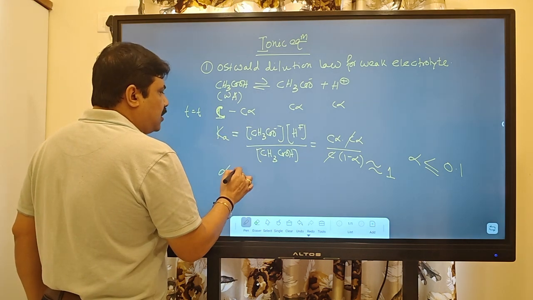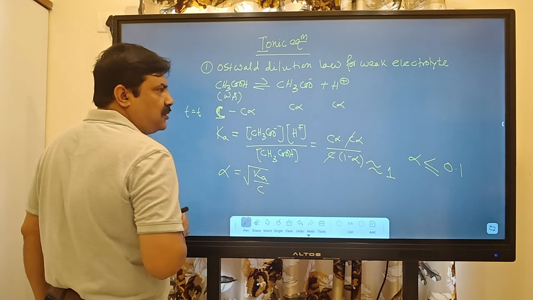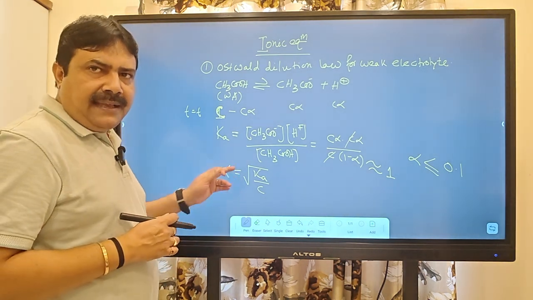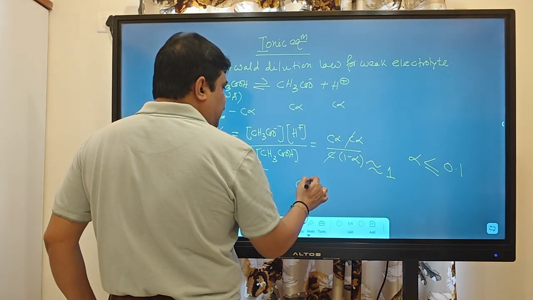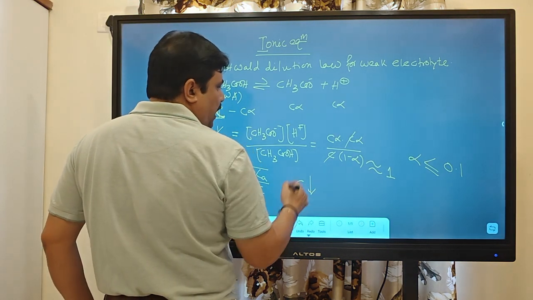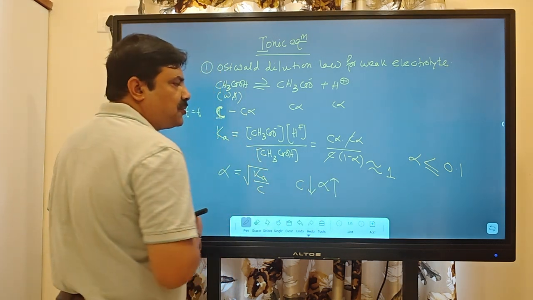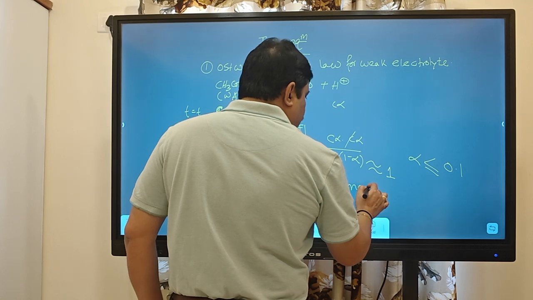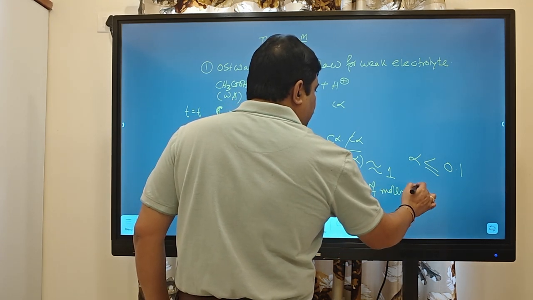That's why alpha equals under root of K by C. You need to have very good clarity here: whenever my concentration decreases, that means when I am going for dilutions, alpha will increase, that means the degree of dissociation will be more, as well as the number of moles of H plus will be more.